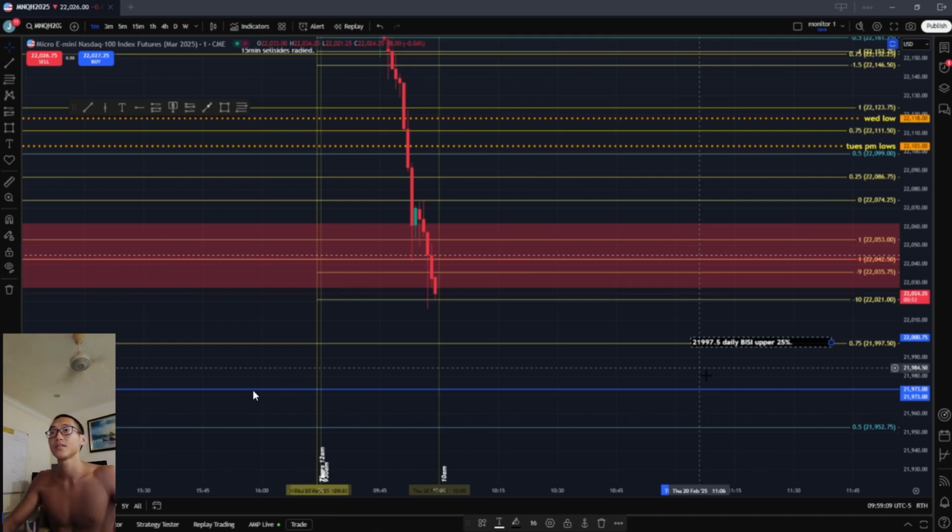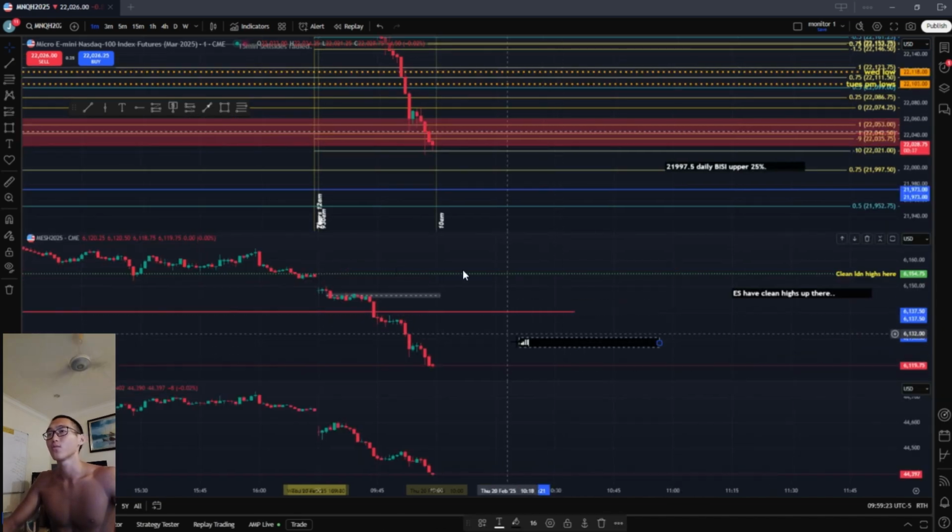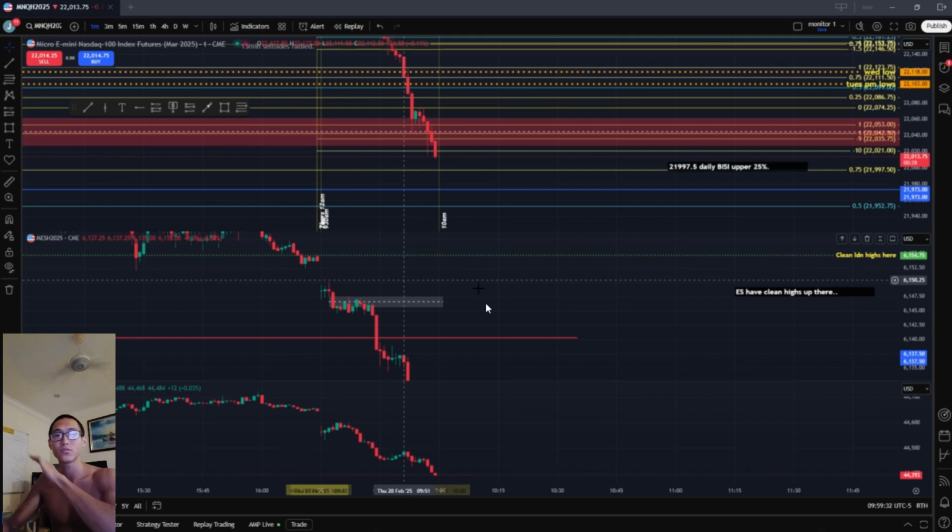Okay, daily BC upper 25%. So this red line that I say is the daily BC high. So that's the upper quadrant. But all equities are moving lower, so it's not favorable for long.